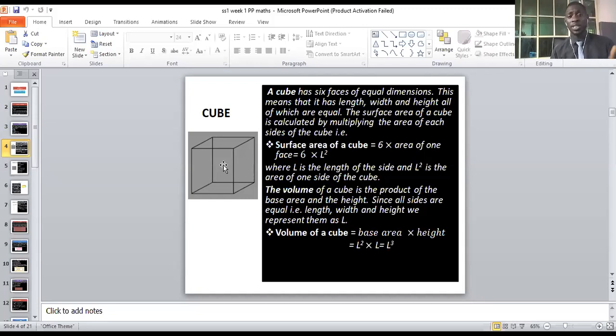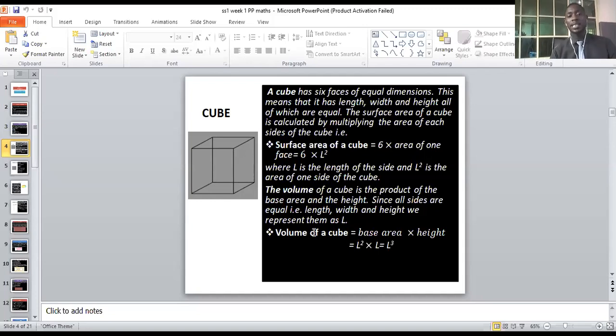Before you can calculate the surface area of a cube, you look at that face. The shape is a square. And you know the area of a square is what? Length times length, which is L squared. So since they have equal dimensions and it has 6 faces, the area of one face multiplied by 6 will give us 6L squared. So the surface area of a cube is the area of a face multiplied by 6. The volume is given as what?